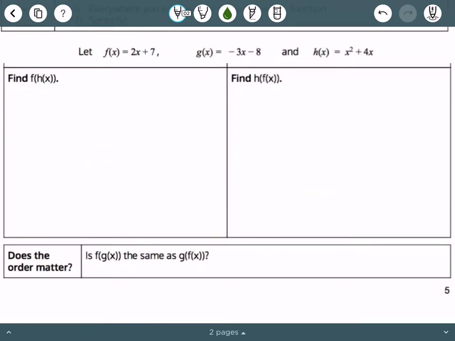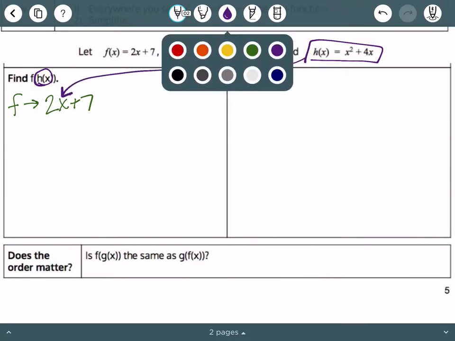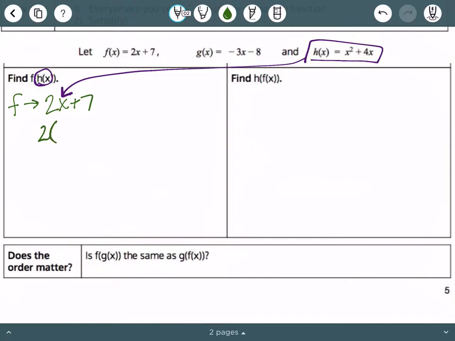Let's look at two more. So it says f of h of x. So I'm going to take the f equation, right? And the f equation is 2x plus 7. And then it says here that we want to put in h of x instead. So we're going to take this one. We're going to plug it in everywhere we see x, which is right here. So I have 2 of these things plus 7. The things, of course, are the purple h of x, x squared plus 4x.